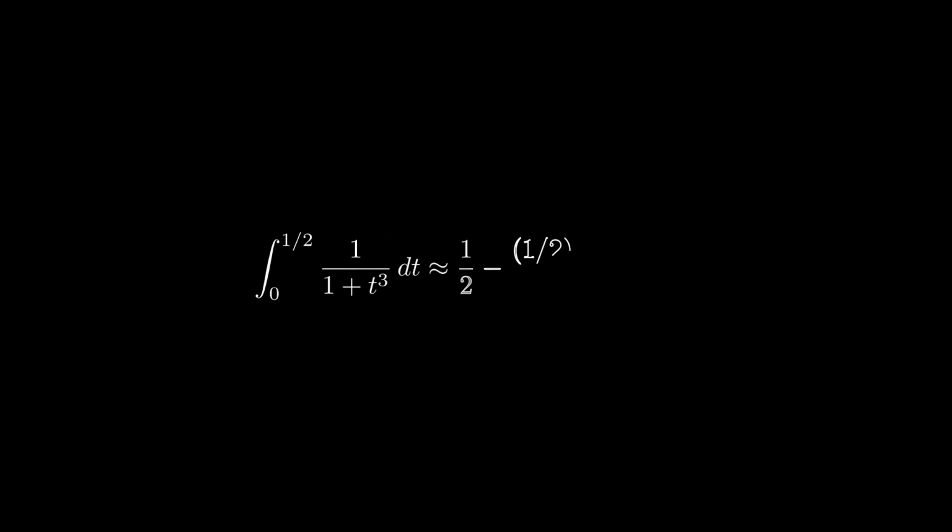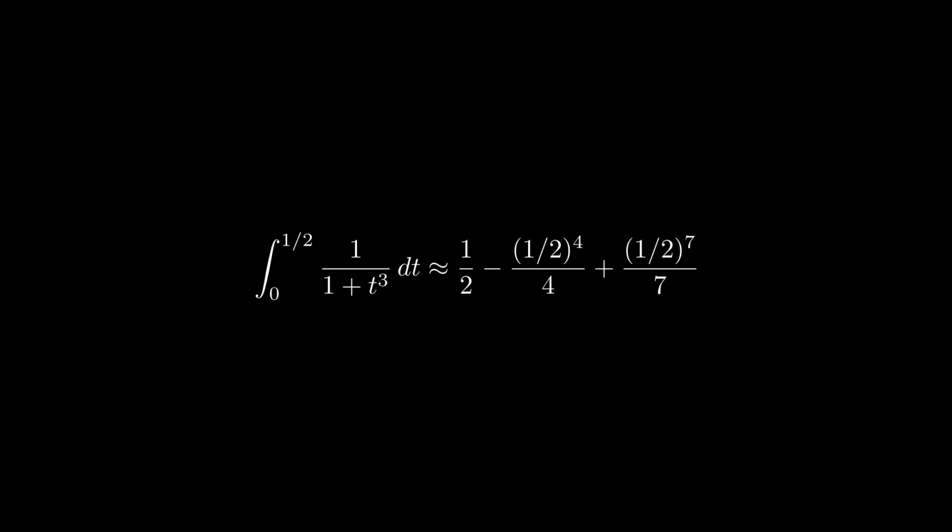Basically, we can approximate the integral of 1 over 1 plus t cubed from 0 to 1 over 2 by simply using the Maclaurin series. So we plug in 1 over 2 into the Maclaurin series that we found for the integral of the function f. That Maclaurin series was x minus x to the power 4 over 4 plus x to the power 7 over 7, etc. So we plug in 1 over 2 to find an approximation, and it's 1 over 2 minus (1 half) to the power 4 divided by 4 plus (1 half) to the power 7 divided by 7.